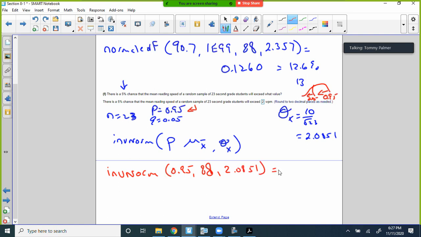And when you do that, ladies and gentlemen, you get 91.4298, which to 2 decimal places is 91.43. So 91.43 words per minute. There's a 5% chance that the mean reading speed of a random sample of 23 second graders will exceed 91.43. So there. That's it.